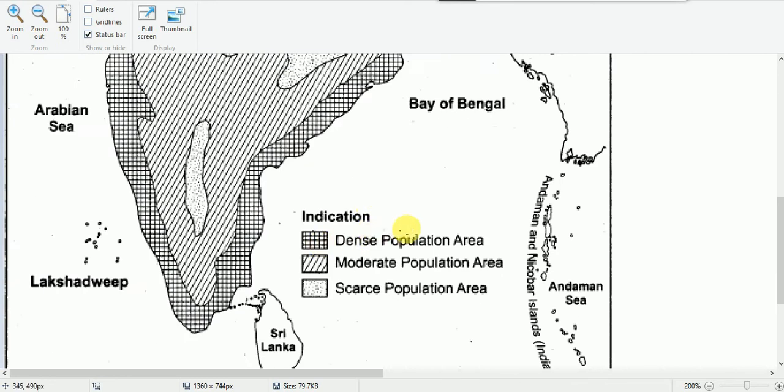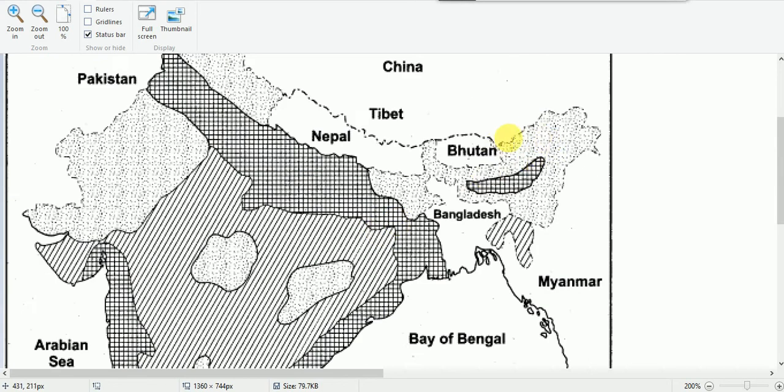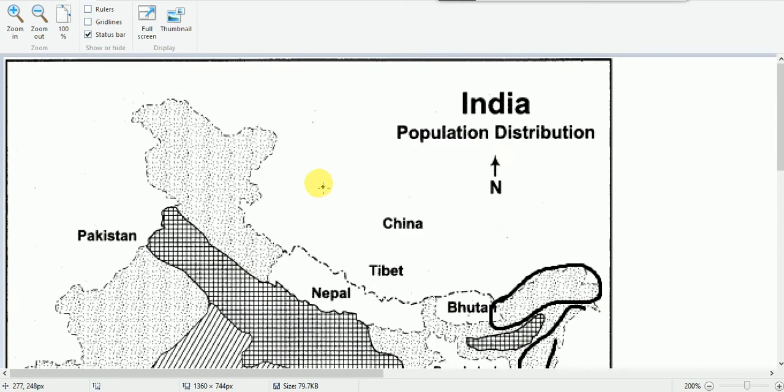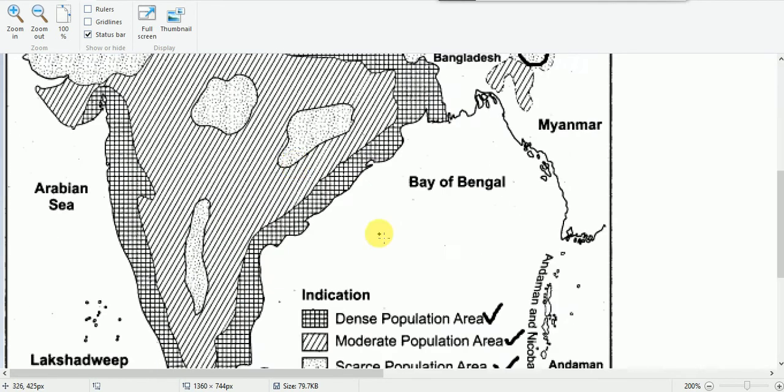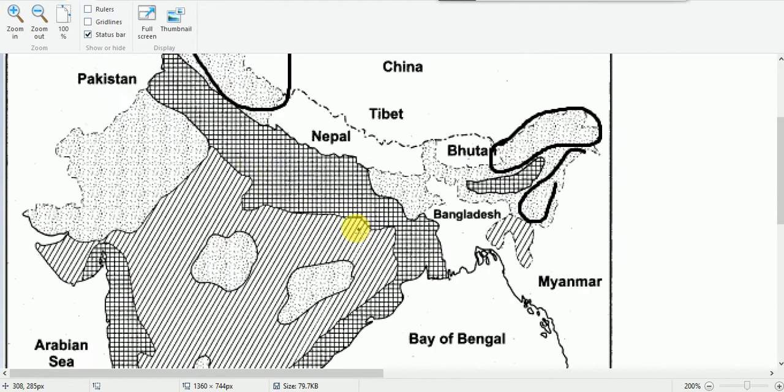So this shade pattern represents densely populated areas. Then next we have the moderate population areas, then scarce population areas. And just see here, most of the northeastern states: here we have Arunachal Pradesh, Manipur, Nagaland is here, and here Jammu Kashmir, Uttarakhand area. So these areas have scarce population.